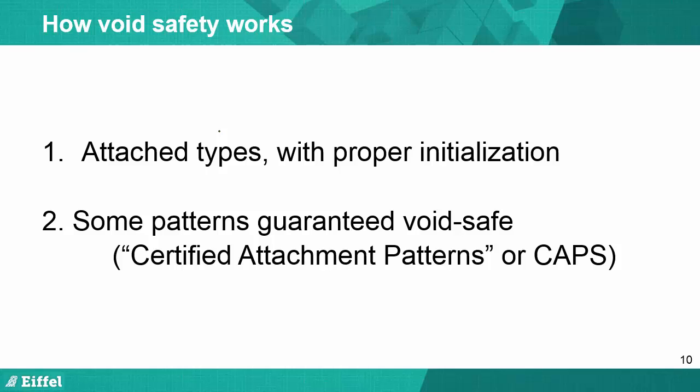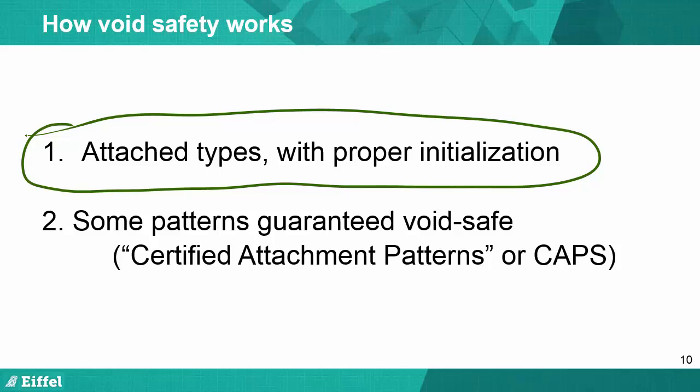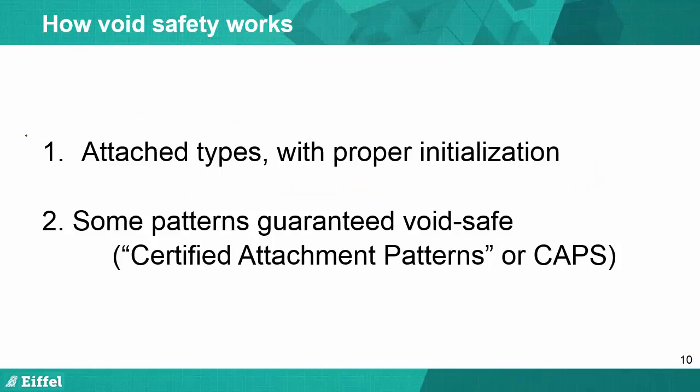There are two ways to make sure that targets of calls are always non-void, and we've seen a little bit of both. In this lecture, in this segment, we've seen the notion of attached type. So this is where the type system helps us, and we've started to see in the previous lecture how we can, for detachable targets, guarantee that the target is not void.